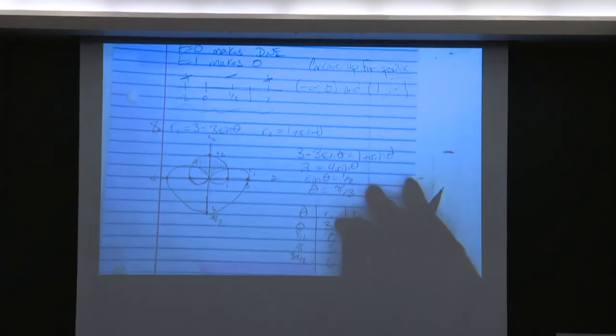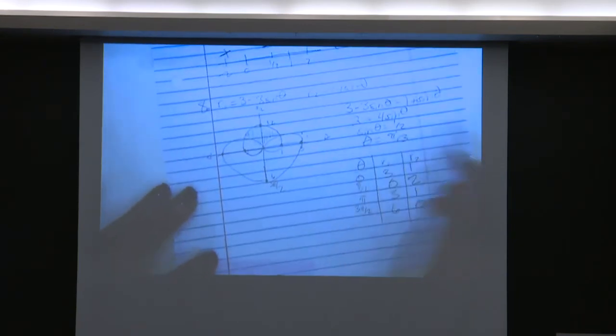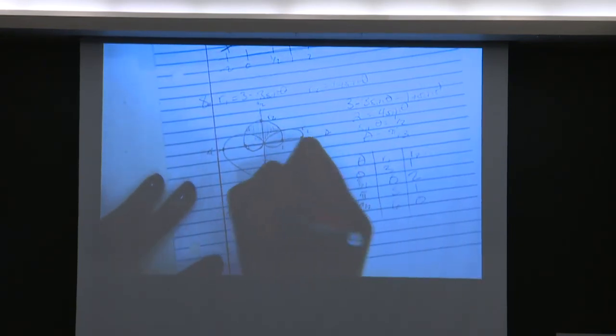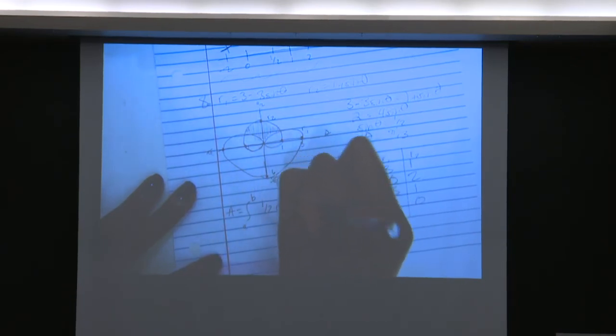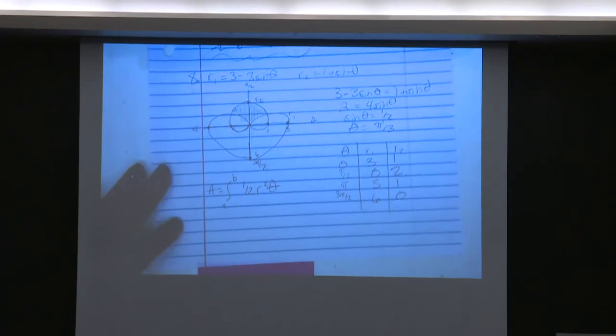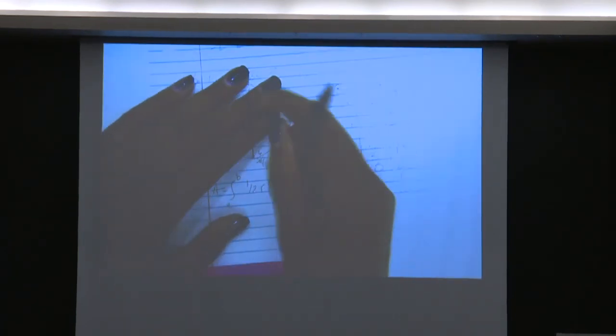On the little cheat sheet, I'm going to post the equation. The equation for area between polar curves is this: integral from A to B of 1/2 R squared d theta. That's your area. D theta. Sorry.